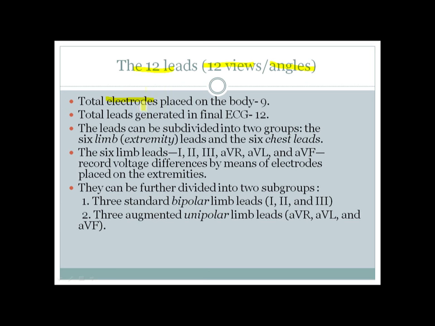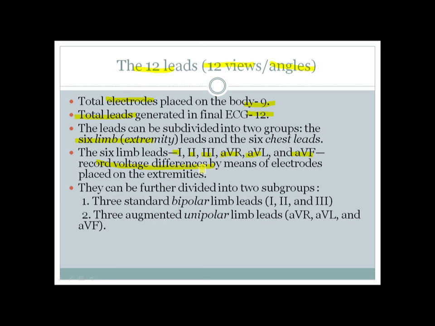The number of electrodes placed on your body is 9. Three of those electrodes are placed on your limbs, and 6 of those electrodes are placed on your chest. The ultimate leads that are generated from those electrodes are 12 in number. Those 12 leads can be divided into 6 limb leads and 6 chest leads. The 6 limb leads are lead 1, 2, 3, AVR, AVL, and AVF. They record voltage differences by leads placed on the extremities.